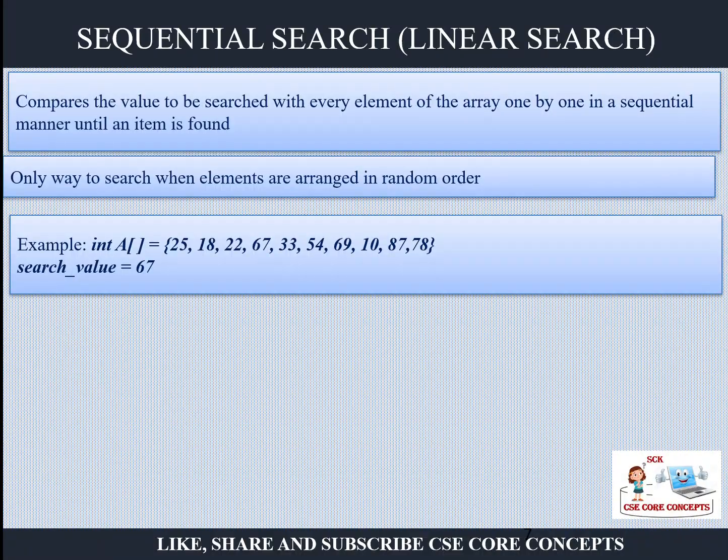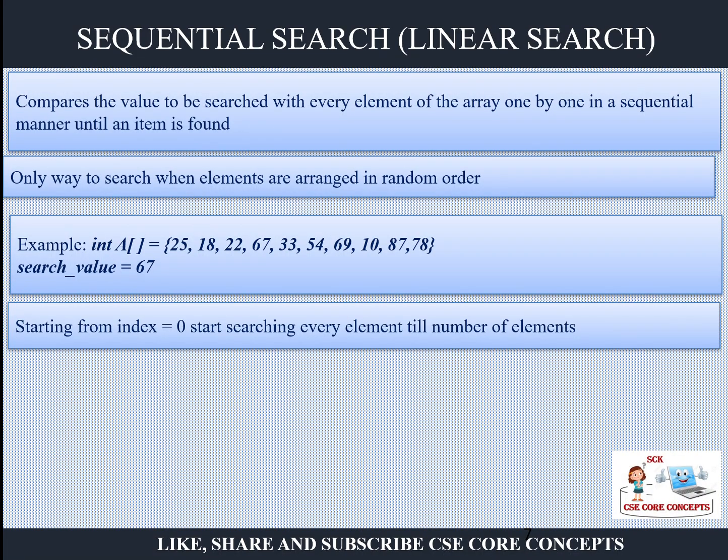So let's consider an example. Let's say I have an array of type integer with certain elements, and my value to be searched is 67. Now here, what will you do? How will you write the code? Very simple. You start from index 0 of the array, pick up one element at a time, and find out whether it matches your search value or not. So you will first pick up 25. No, 25 and 67 are not the same. Then you will go for 18. Then you will go for 22 and so on.